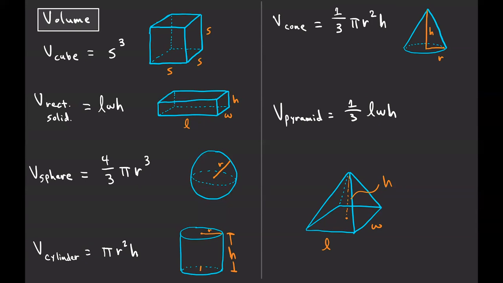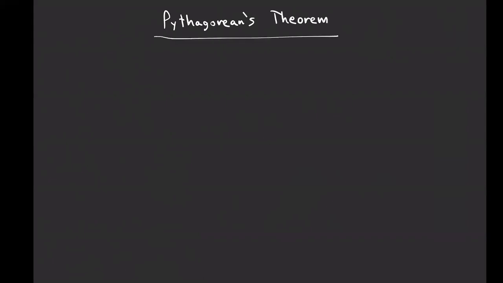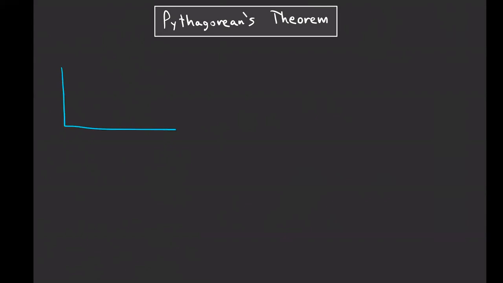Let's go ahead and get into Pythagorean's theorem. I promised we'd talk about that. So let's give ourselves a label. Pythagorean's theorem. The very first thing that I want to mention here is that Pythagorean's theorem is used for triangles, but it's only used for a specific type of triangle. And that type of triangle is what we'll call a right triangle.